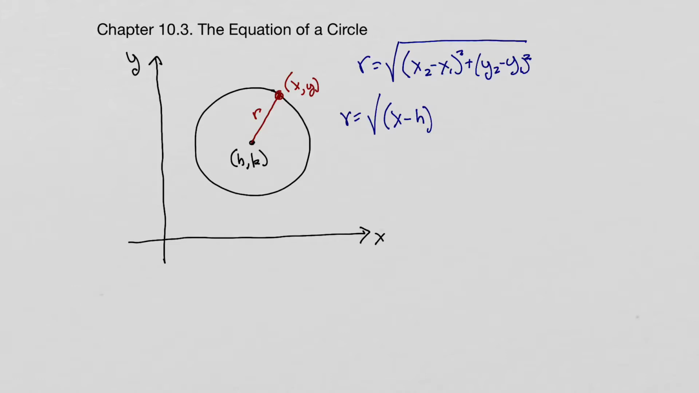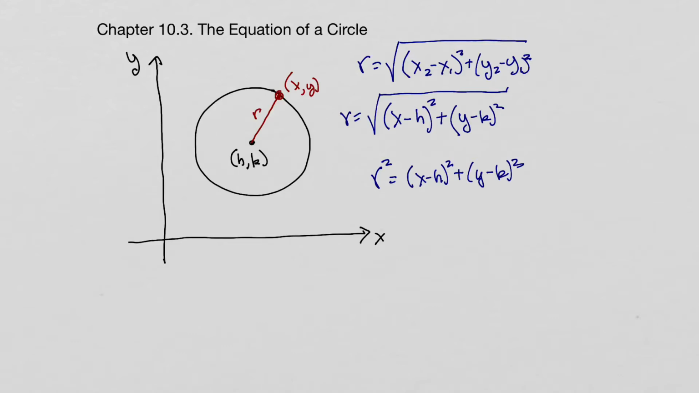And then that quantity gets squared, plus, now the same thing with the y's, I'll get y2 minus y1. If I think of this as the second y, and this is the first y, I start here and move out to here, this will be second y minus first y, we will get y minus k quantity squared, square root all that. And now, here's the general formula of a circle. Instead of writing it with this square root, we square both sides. So we're going to say that r squared is equal to this quantity, x minus h squared plus y minus k squared.